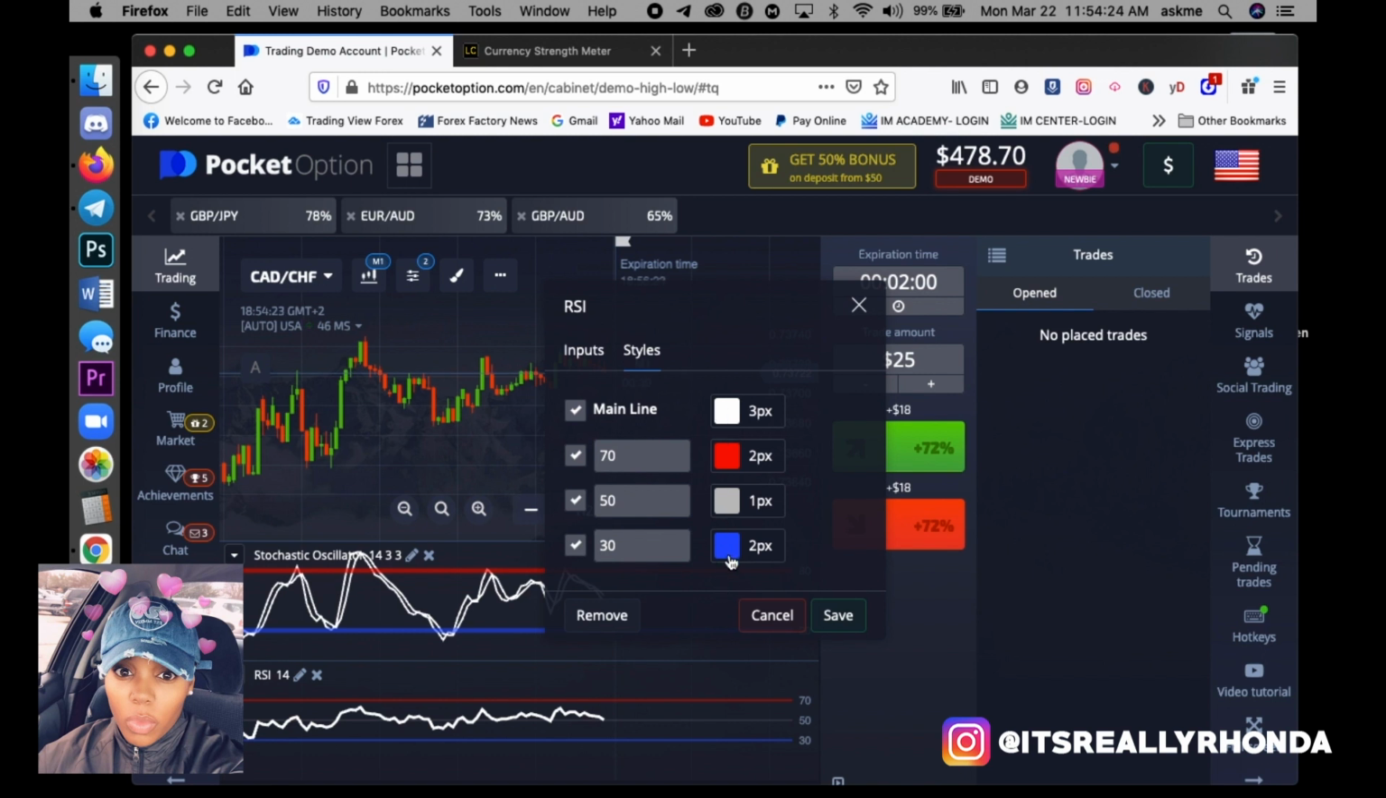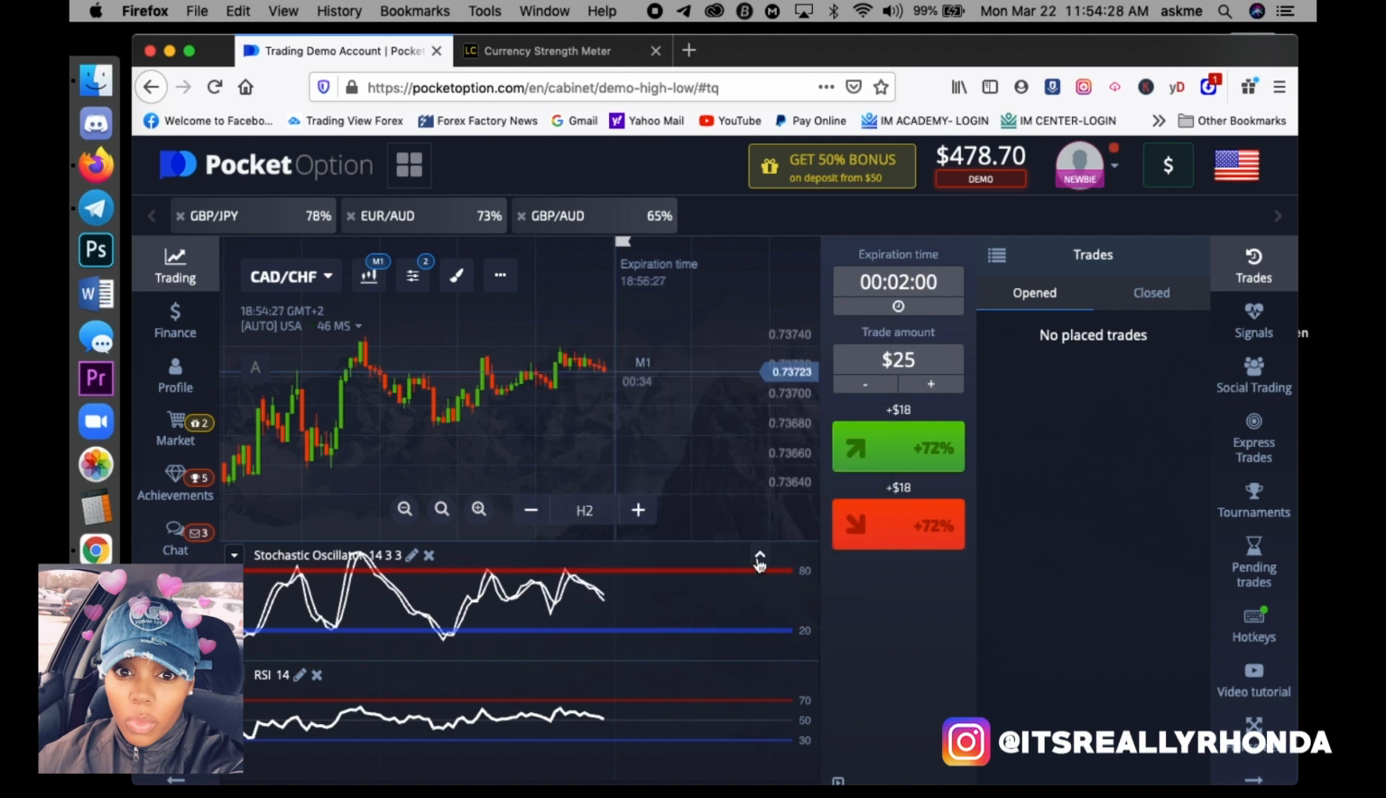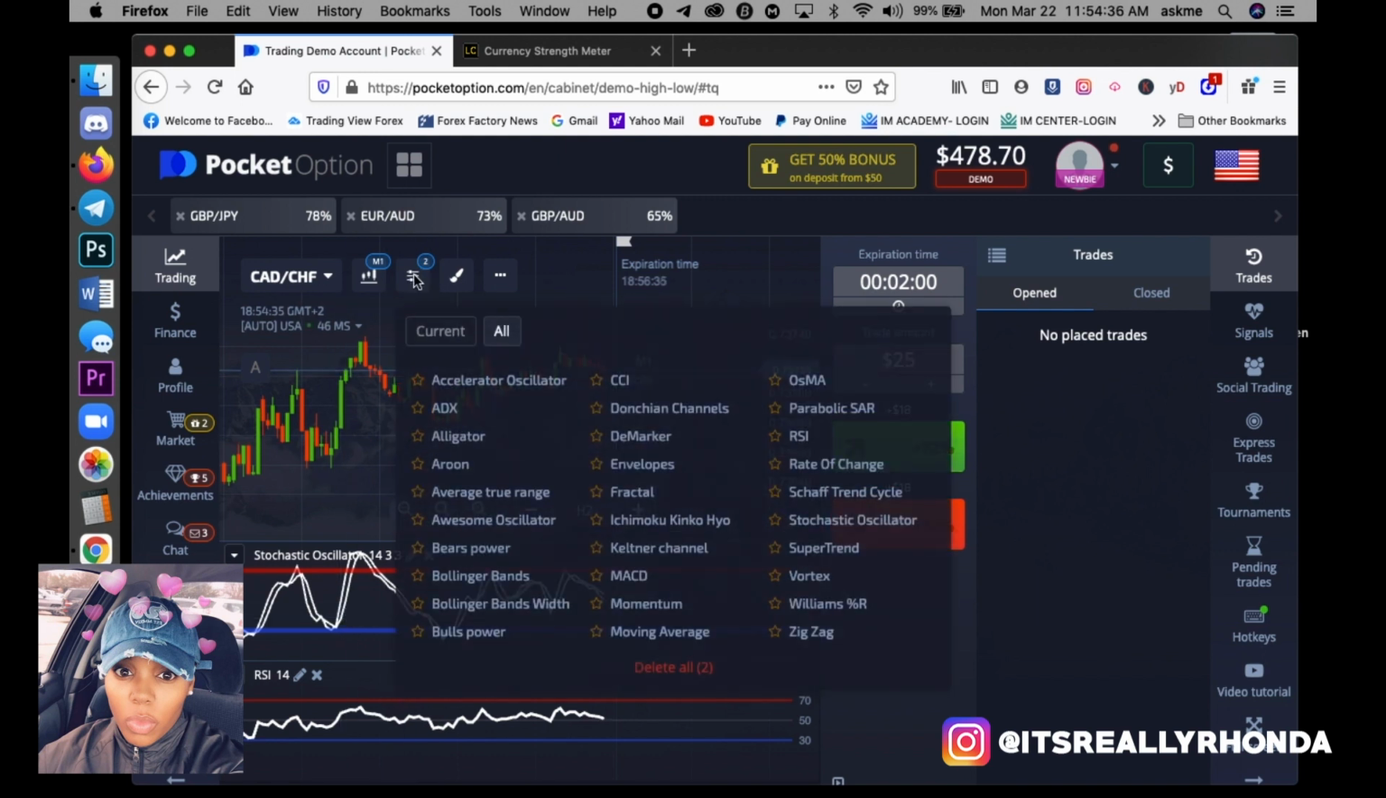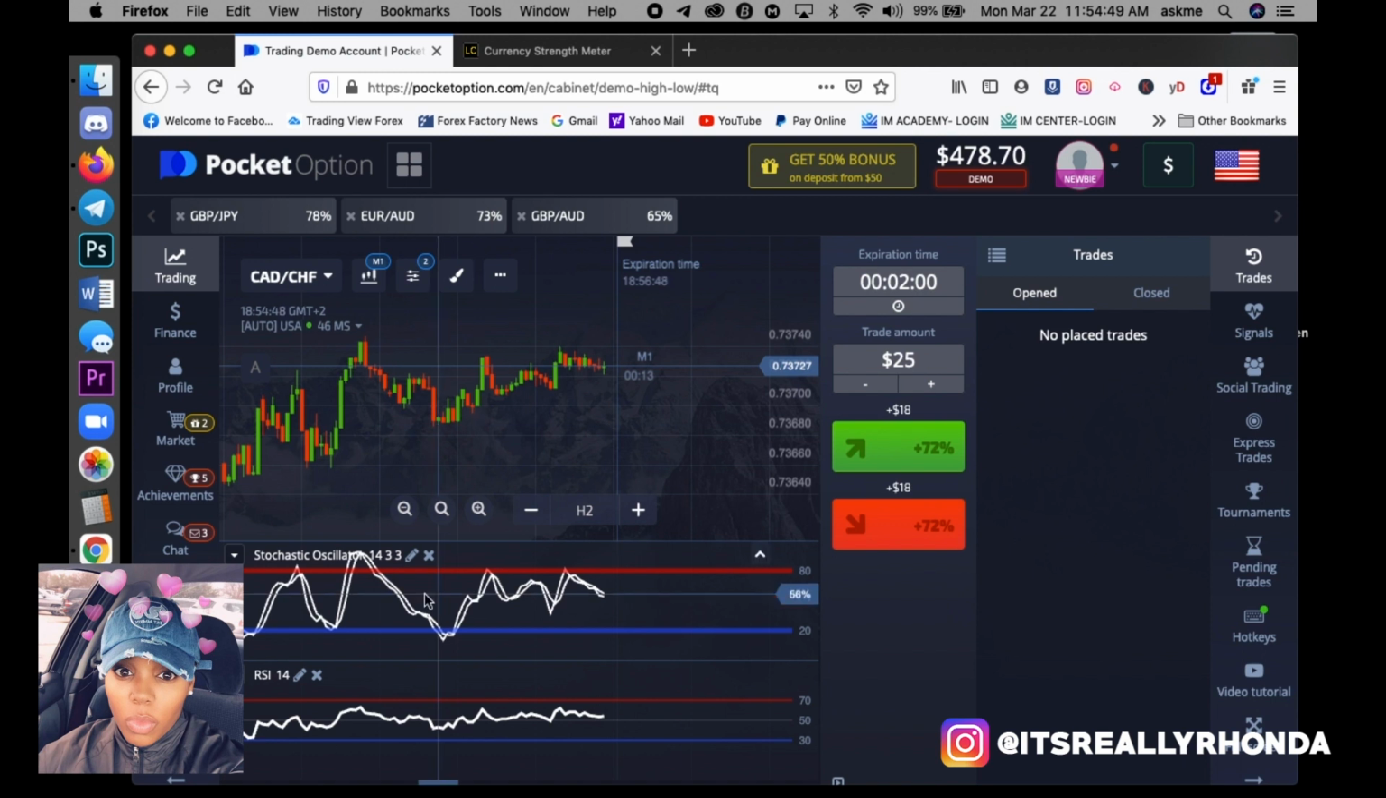Again, you can make these colors whatever you choose. All right, so we got those right there. We got the stochastic oscillator and the RSI. Again, you can go in here and set these up by going to this little symbol right here. You can just choose the two that I just told you, okay? The stochastic and the RSI. You can choose them from right here, and then they're going to be put to the bottom of your screen. Okay, so those are what we're going to be using today.